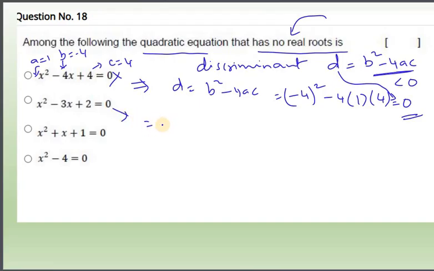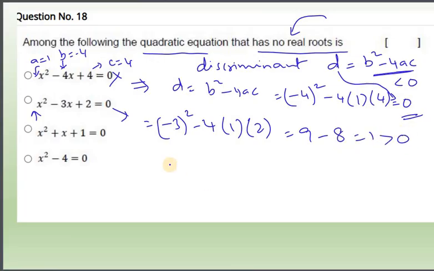B square minus 4. What is b? Minus 3. B square minus 4. What is a value? 1. From here you will get a value. Before x square, nothing means 1. What is c? It is 2. So this is 9 minus 4 into 2, that is 8. That is equal to 1. This is also greater than 0.